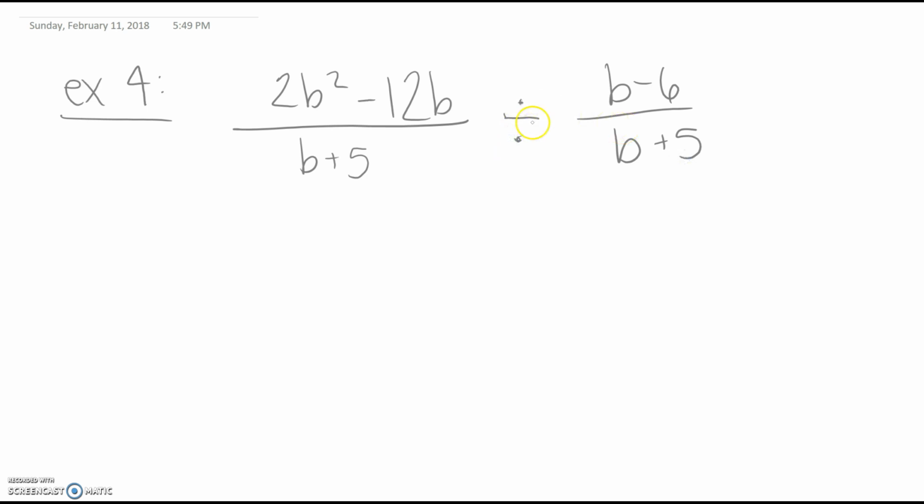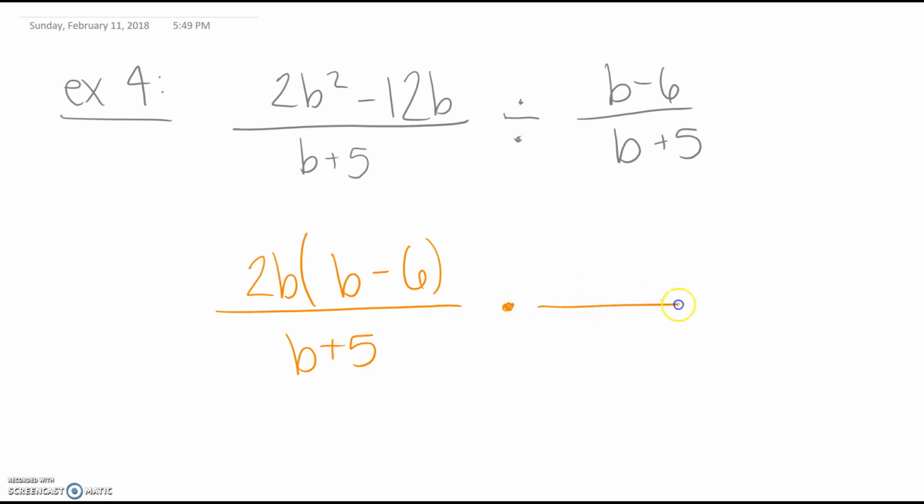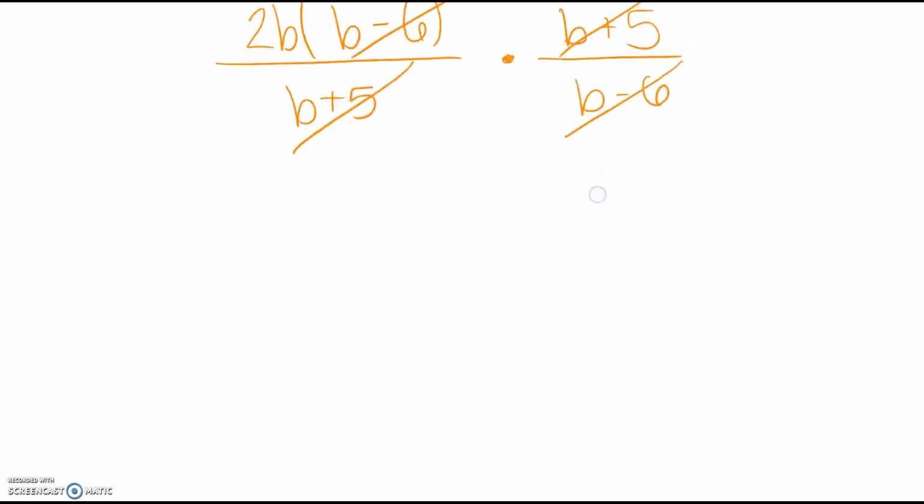So if you remember how to divide fractions from elementary or middle school, you need to flip and multiply your second expression. So first, we can also factor at the same time. So the numerator, we can factor out a 2b, and we're left with b minus 6 over b plus 5. And then we need to change this to multiplication and flip our ratio. So we have b plus 5 over b minus 6, and that works out well. Our b plus 5s will cancel, our b minus 6s will cancel, and our final answer is just 2b.